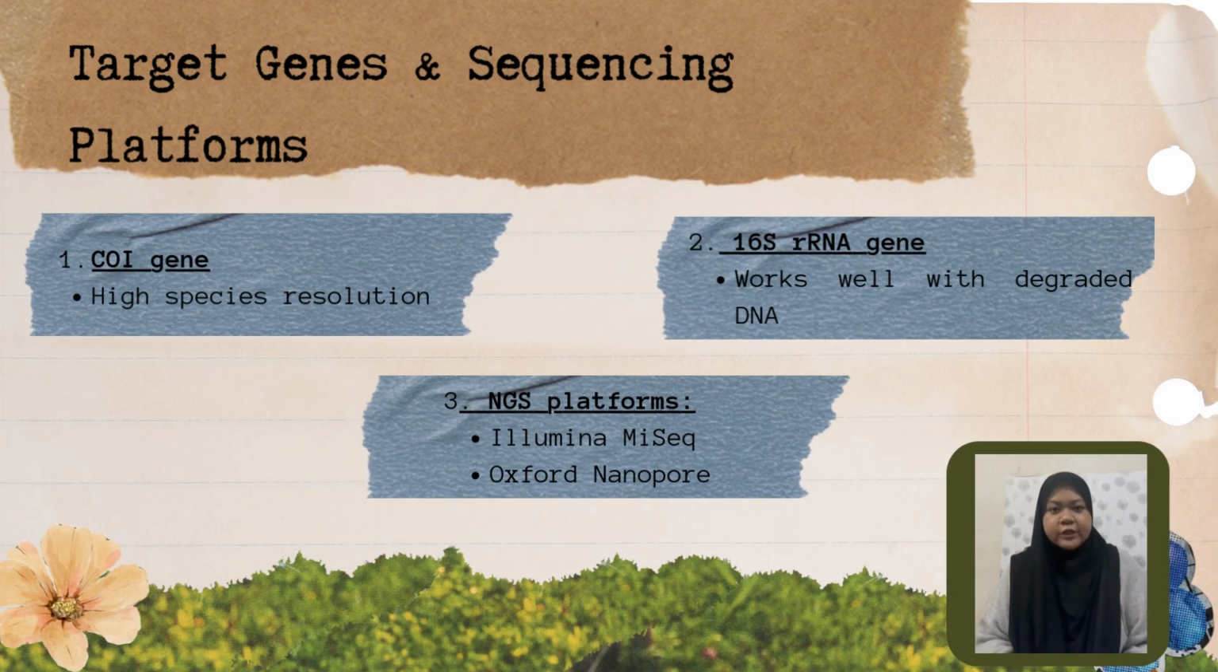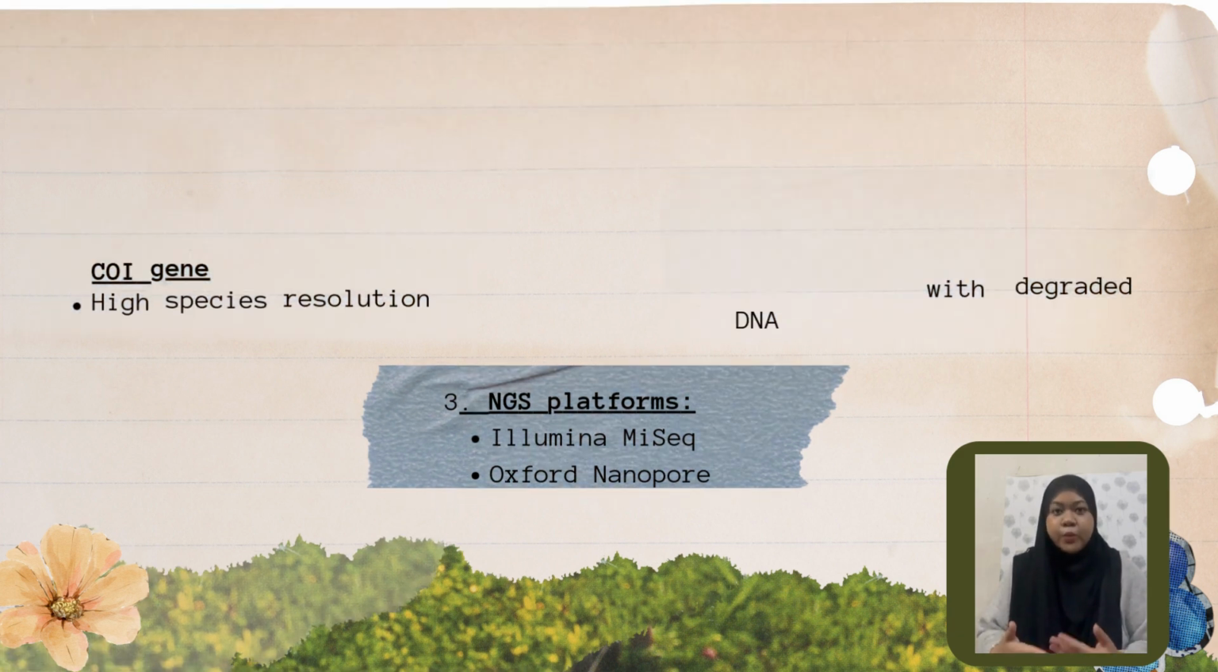DNA metabarcoding targets specific genes for species identification. The COI gene is commonly used because it provides high resolution at the species level. The 16S rRNA gene is also useful, especially when DNA is degraded. These genes are sequenced using next-generation sequencing (NGS) platforms such as Illumina MiSeq or Oxford Nanopore.